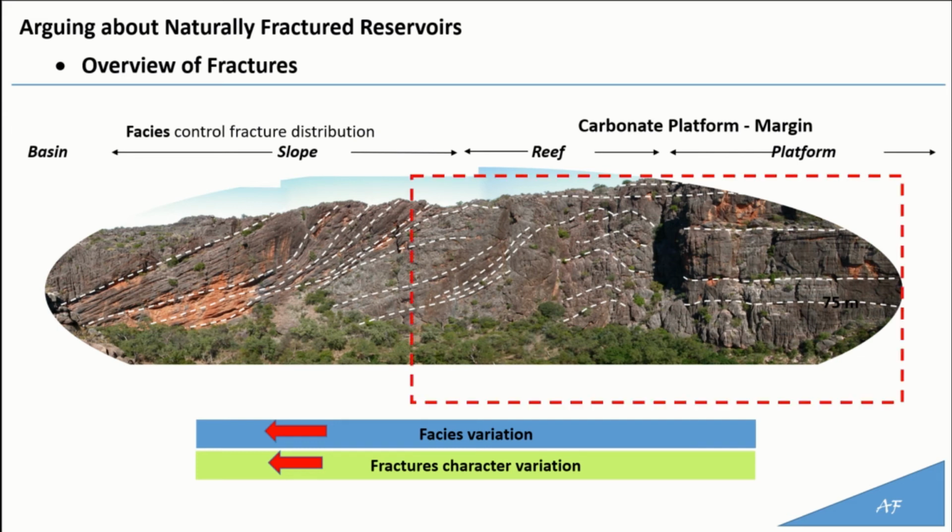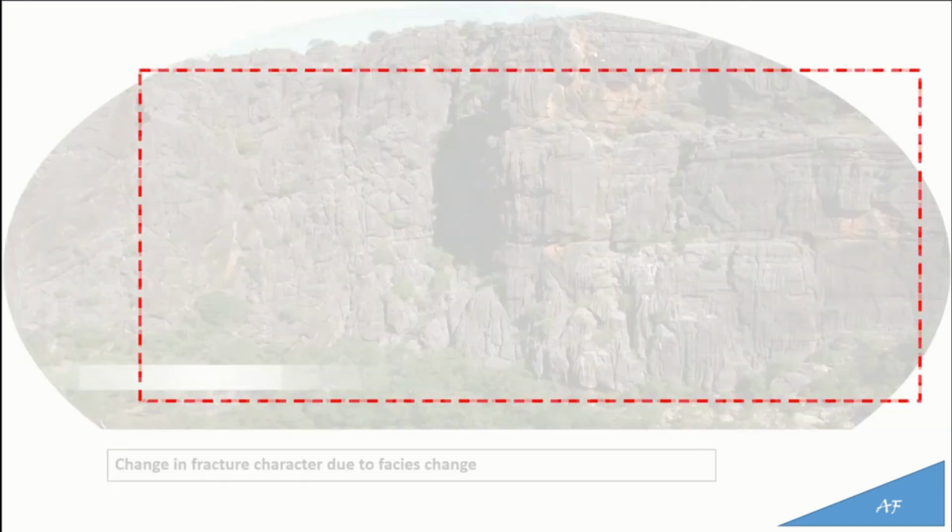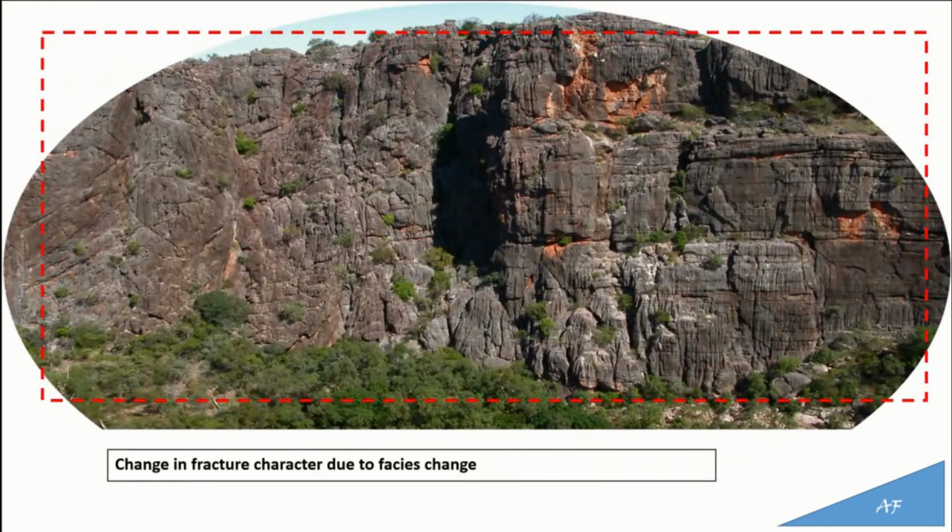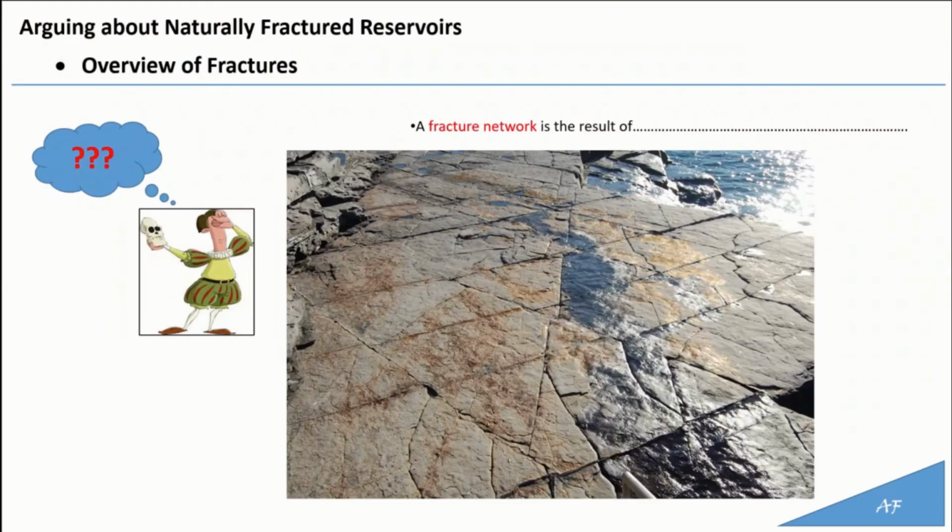So, for example, focusing the attention on the platform and the reef, we can say that when rock underwent the overburden stress during the burial, the early lithified biohermal features of the reef margin were likely to be more prone to develop fractures than the grainy features of the platform interior, prone to compaction. So different fracturing is expected even in neighboring environments.